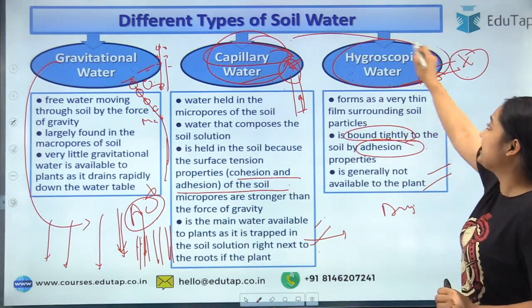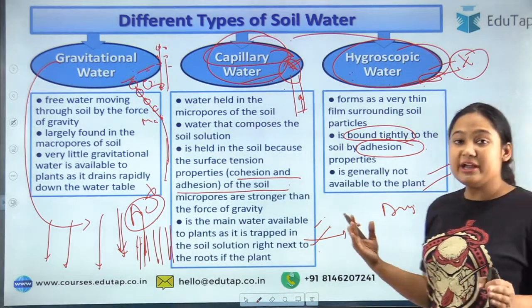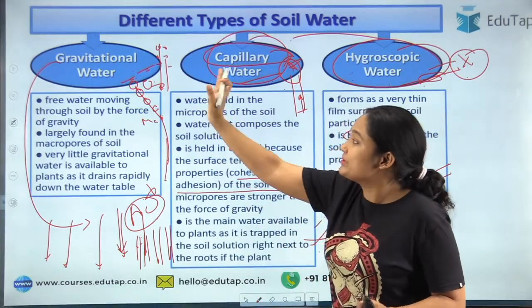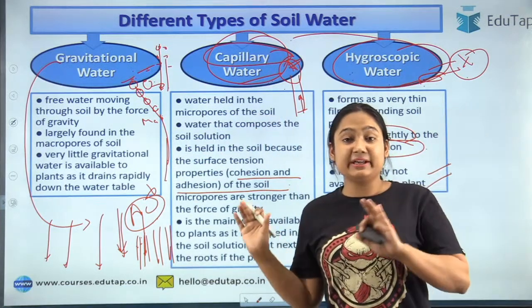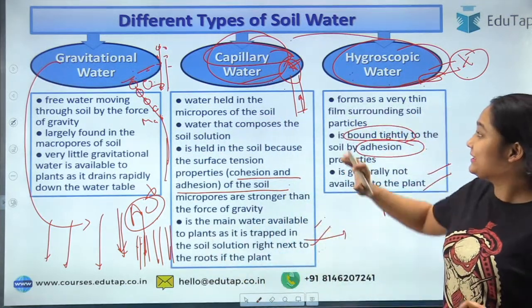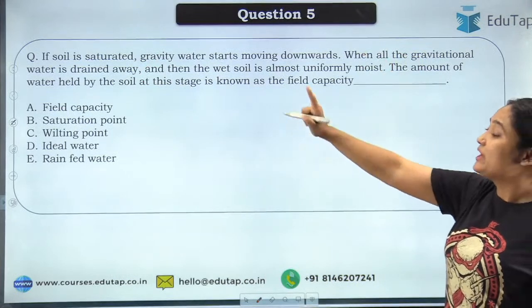So in that case, hygroscopic water will be there. Okay, so that is why the components, like how much gravitational water, capillary water, hygroscopic water there is, I haven't discussed yet. So I hope that is clear. So now let's move to our next question.